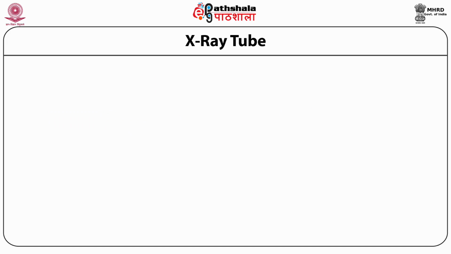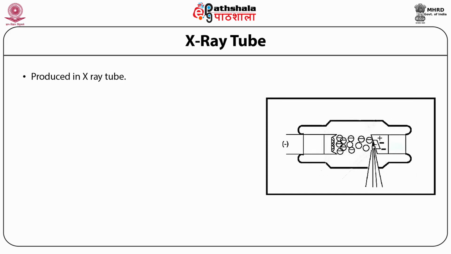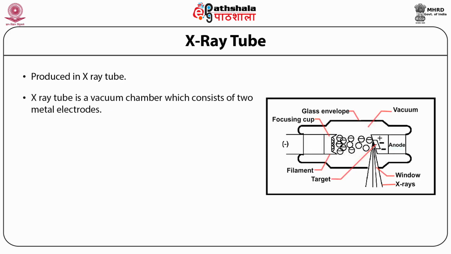About the X-ray tubes, or the production of X-rays. The X-rays are produced in X-ray tubes. An X-ray tube is a vacuum chamber consisting of two metal electrodes.